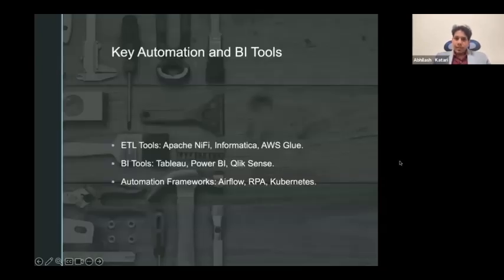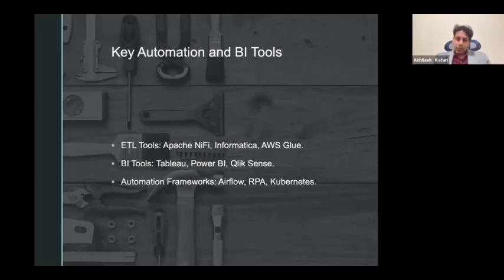And the key tools that we use, when we do the automation, or when we migrate the data, or when we load and process the data on a day-to-day basis. The main ETL tools that we use are Informatica, okay, and then Apache and the AWS Glue. And these are the three main tools that we generally use to transform the data.